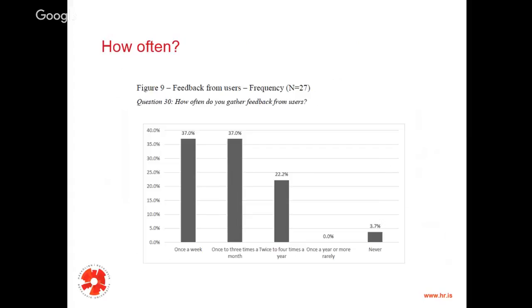Okay, how often do these people gather feedback from users? And they are actually doing it frequently. You see, 70% are doing it either once a week or once to 3 times a month. So more than once a month. So that's quite good. Maybe not in every sprint like I recommended to you, but almost.